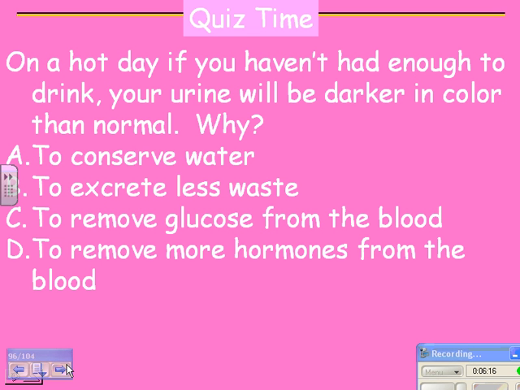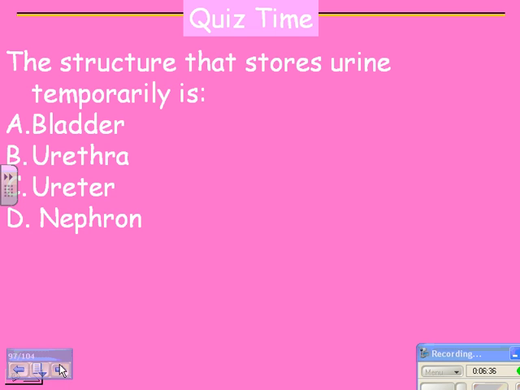On a hot day, I haven't talked about this one yet, see if you can do it. On a hot day, if you haven't had enough to drink, your urine will be darker in color than normal. How come? The answer is either to conserve water, to excrete less waste, to remove glucose from the blood, or to remove more hormones from the blood. So the answer there is to conserve water. The structure that stores urine temporarily is the bladder.